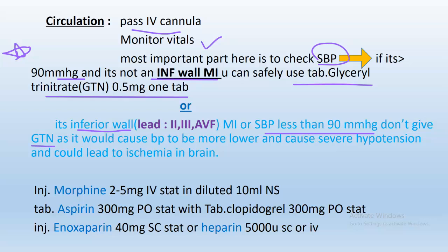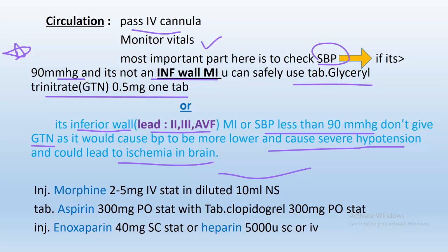because the patient is having a right ventricular infarction, which presents with hypotension, raised JVP, and clear lung fields. So if the patient has a right ventricular infarction and has developed hypotension and you give GTN, you can severely lower their BP and it could lead to ischemia in the brain. So remember this point, it's very important when to use and when not to use.